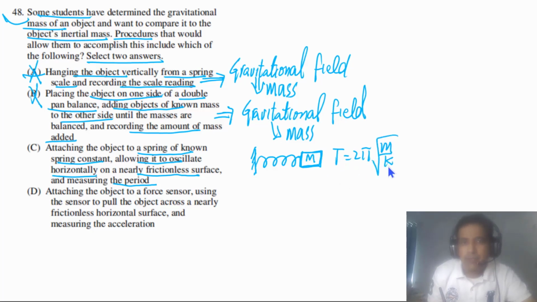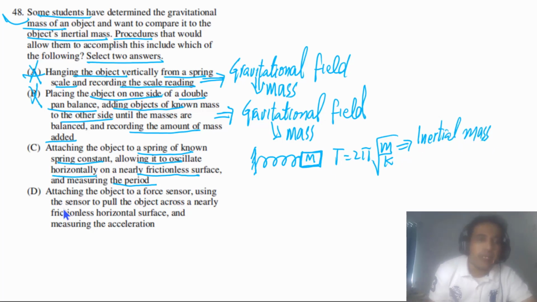So if we have the time period and if we have the k, we can find the inertial mass. So this option is correct. So we can determine inertial mass. Now if you look at option D, this one is correct.